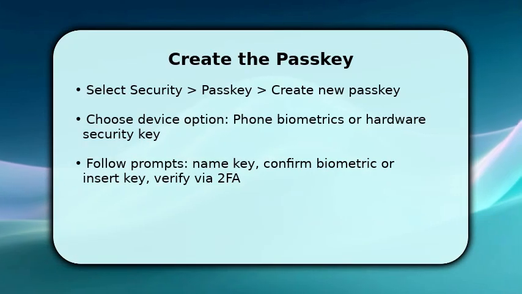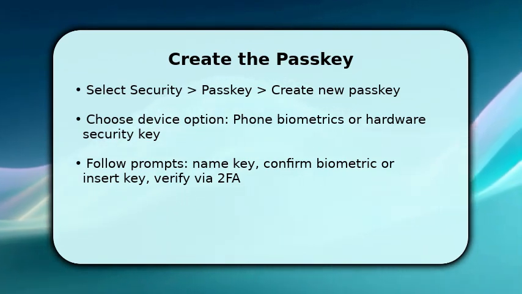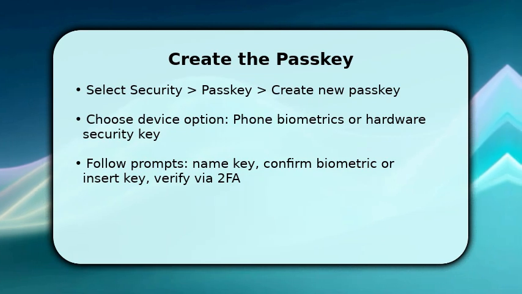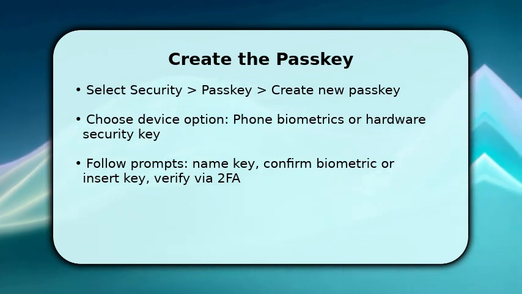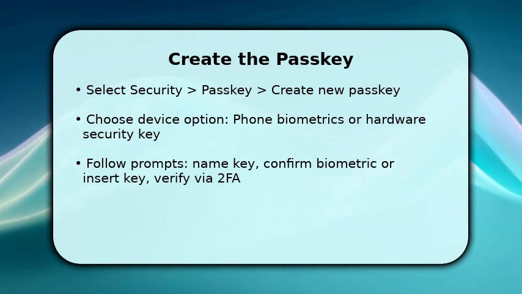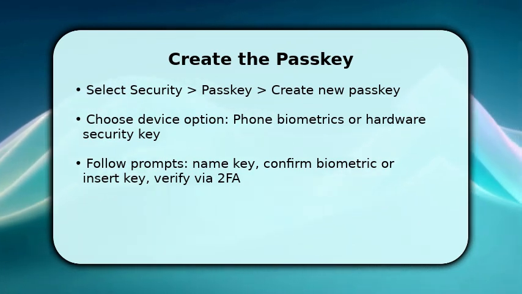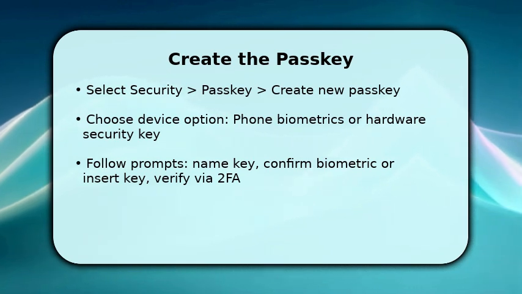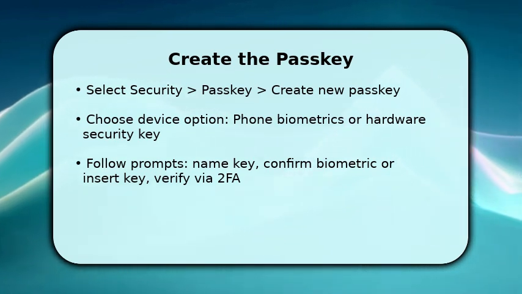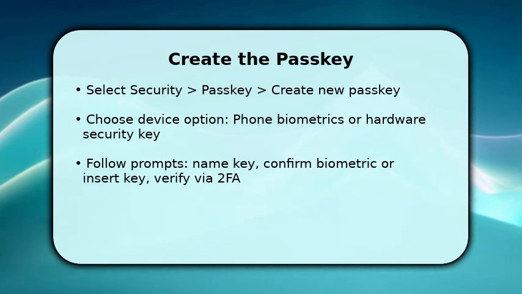Now create the Passkey step by step. Tap Create New Passkey and choose whether to use your phone's biometrics or an external security key. When prompted, give the Passkey a short identifying name so you can manage multiple keys later. Then confirm using your fingerprint, Face ID, or physical key insertion. The browser will show a WebAuthn prompt.